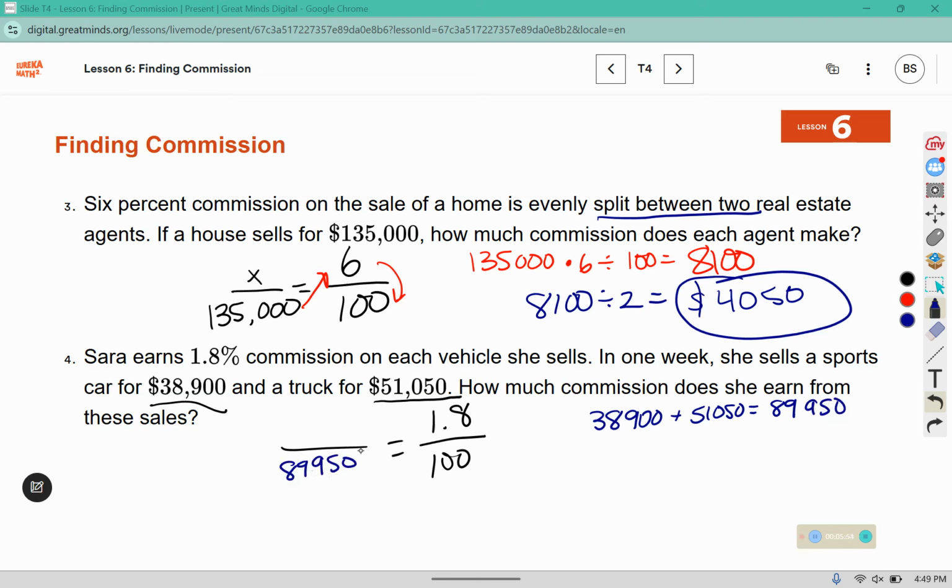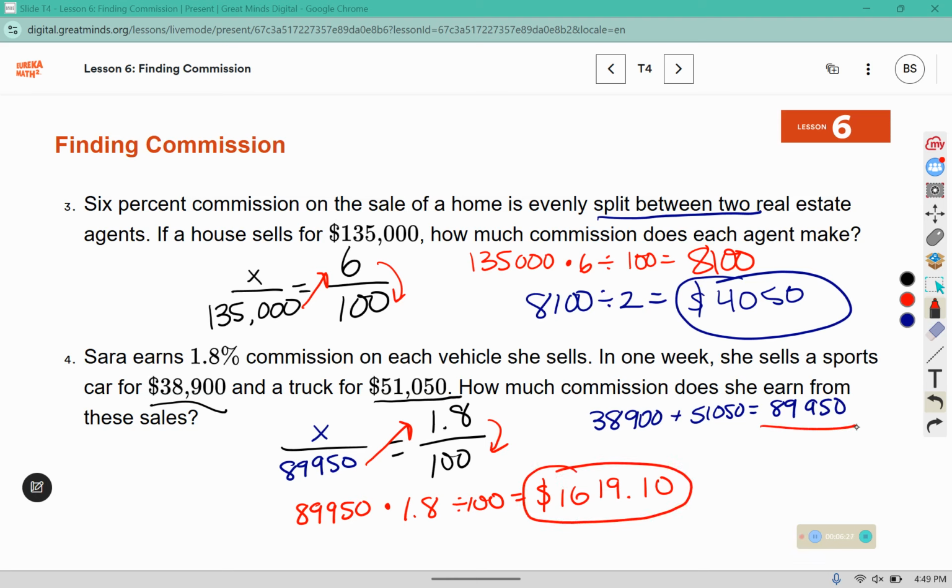And we're looking for how much she is going to earn out of those sales. We'll cross multiply and divide, which is $1,619.10. So of the $89,950 that those vehicles are worth or sold for, she's only going to earn $1,619.10 from those sales.